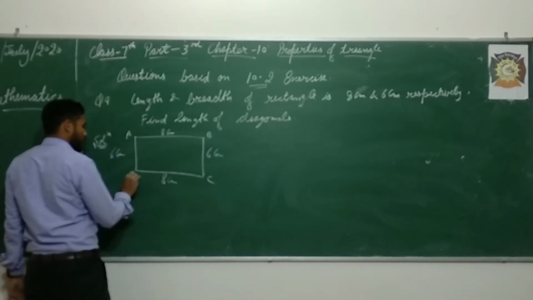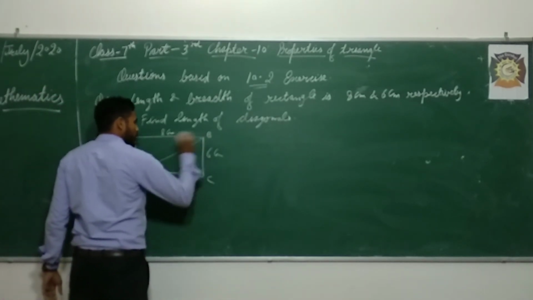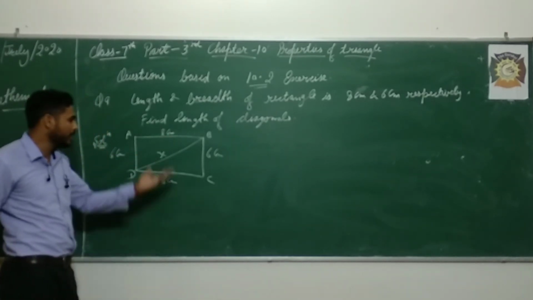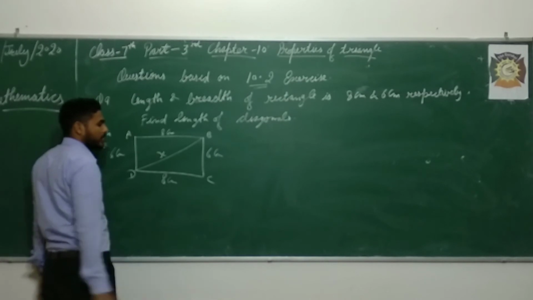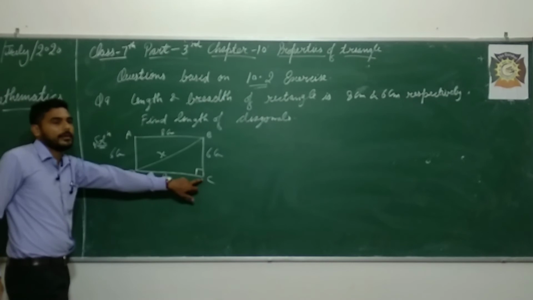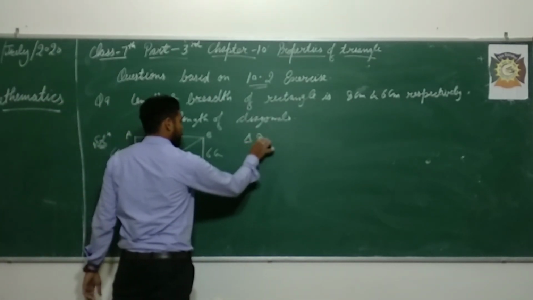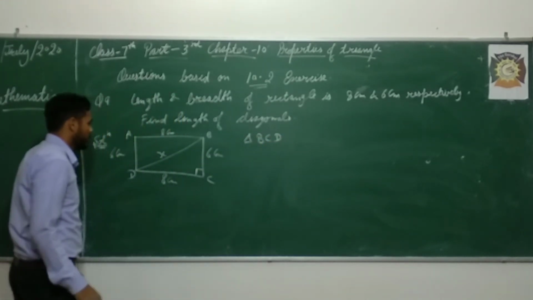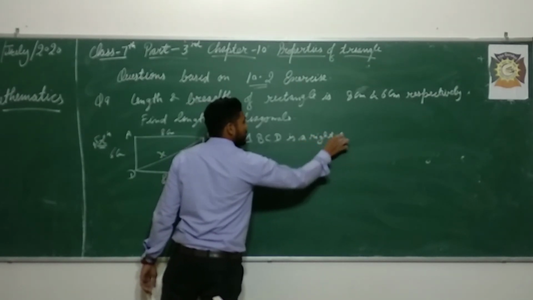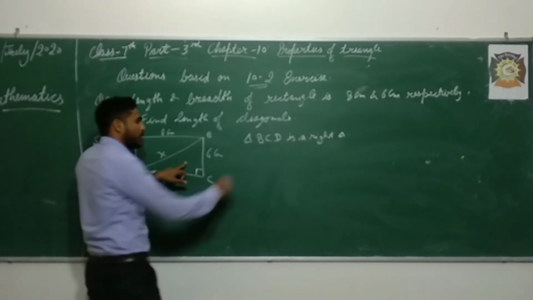Name the points, and we have to find the length of the diagonal, which we write as x. And you know that a rectangle has 90-degree angles. Here triangle BCD is a right triangle. So in this triangle we can apply the Pythagoras theorem.